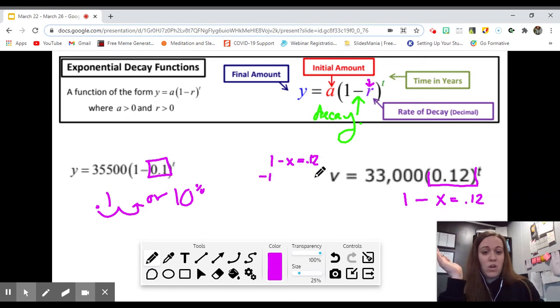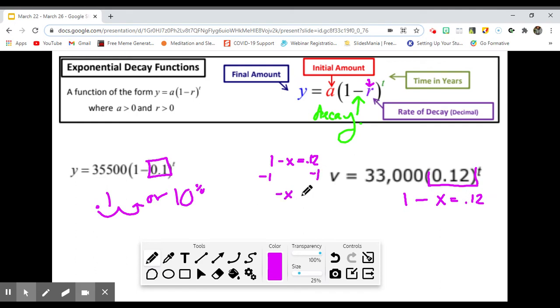Okay, so if I subtract 1 on each side, negative x is equal to, I don't know where my picture went, but okay. And let me make sure that I'm doing this right. So 0.12 minus 1 gives us negative 0.88. We know we can't have a negative variable, so we have to divide by negative 1, and so x is positive 0.88. Okay, so our particular rate is 0.88, which is 88%.